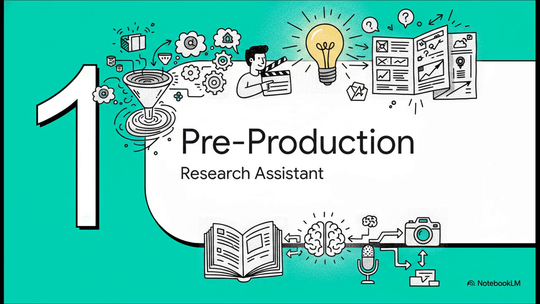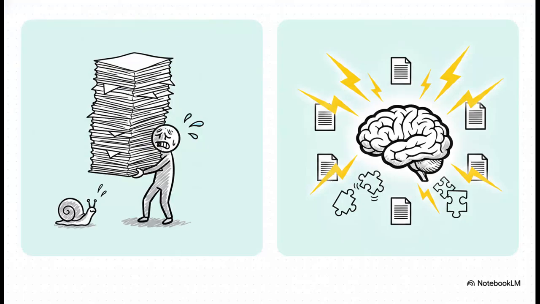Step 1. Pre-production. The ultimate research assistant. You kind of need to completely reframe how you think about NotebookLM. It's no longer just a basic summarization tool. It is your new executive creative director. Just think about the massive efficiency gain here. The old way meant manually grinding through something painful, like a heavy 39-page Apple AI research paper on large reasoning models. Actually, scratch that. It's more like agonizing over it for hours.